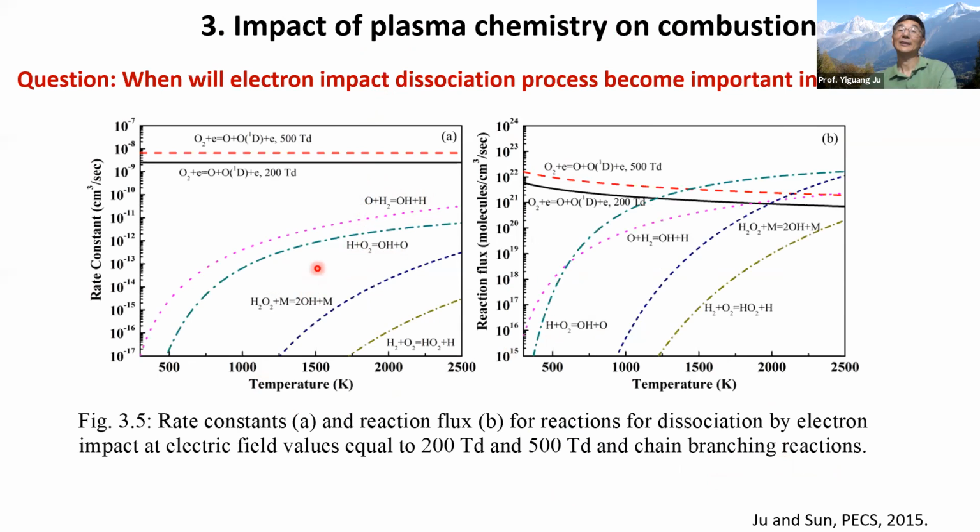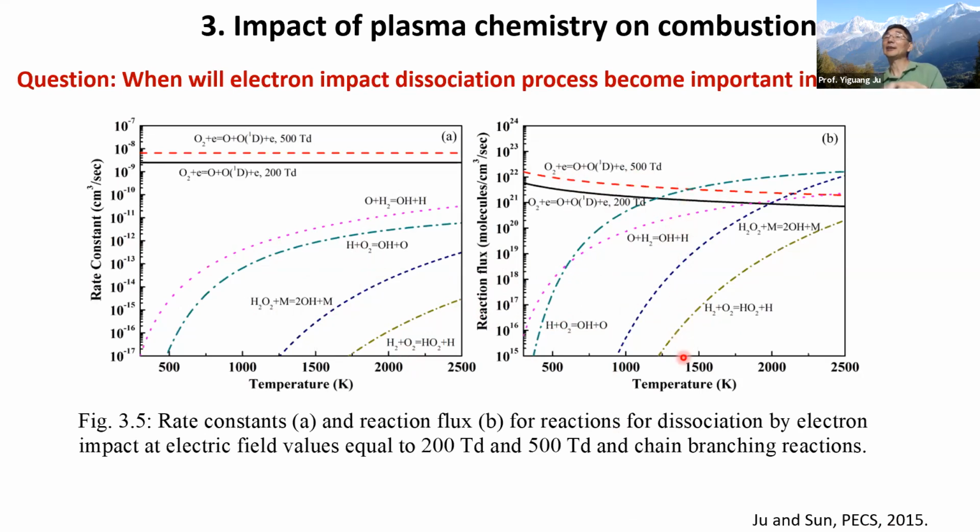As you can see from here, this is the reaction rate constant. And then you compare the reaction flux, that means how many radicals are generated, to all these important reactions: H plus O2 reactions, hydrogen peroxide reactions, and the chain initiation reactions. You plot it in this figure. You can see that the plasma-generated radicals, from electron impact on oxygen at very high electric field, cannot compete with the H plus O2 reaction above maybe 1300 Kelvin.